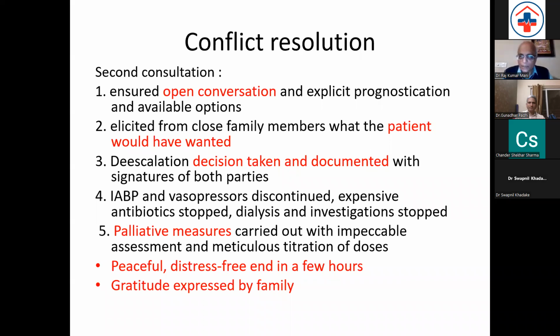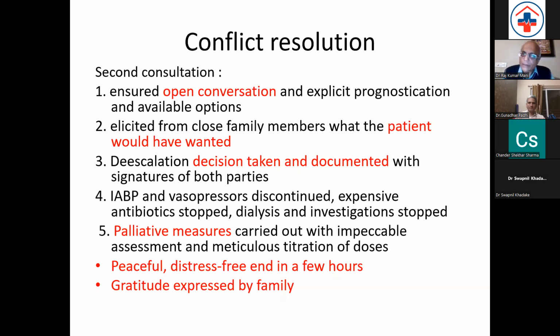You don't abandon the patient. You only care for the patient even more, as is required by the patient at that juncture. That is mitigation of suffering and pain and ensuring a dignified and peaceful end. So what was the outcome? Peaceful, distress-free end in a few hours.